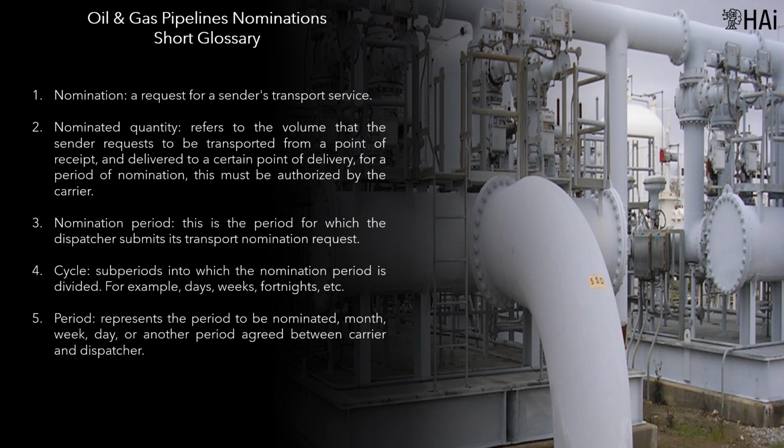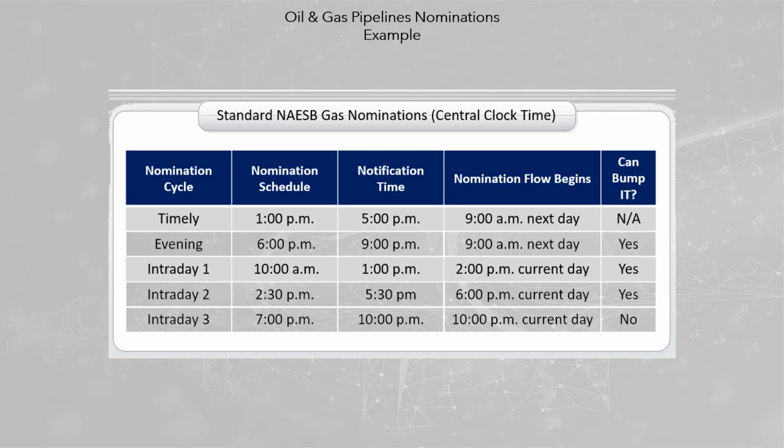Nominated quantity refers to the volume that the sender requests to be transported from a point of receipt and delivered to a certain point of delivery. For a period of nomination, this must be authorized by the carrier. Nomination period: this is the period for which the dispatcher submits its transport nomination request. Cycle: subperiods into which the nomination period is divided, for example, days, weeks, fortnights, etc. Period represents the period to be nominated, month, week, day, or another period agreed between carrier and dispatcher. The image shows an oil and gas pipelines nomination example.